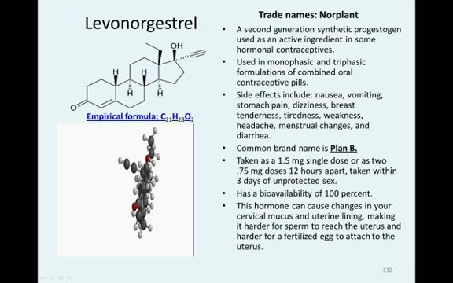Levonorgestrel is a drug that is commonly known as Plan B. It is also used as an active ingredient in some hormonal contraceptives. The overall structure of the drug is considered to be in the class of steroids.